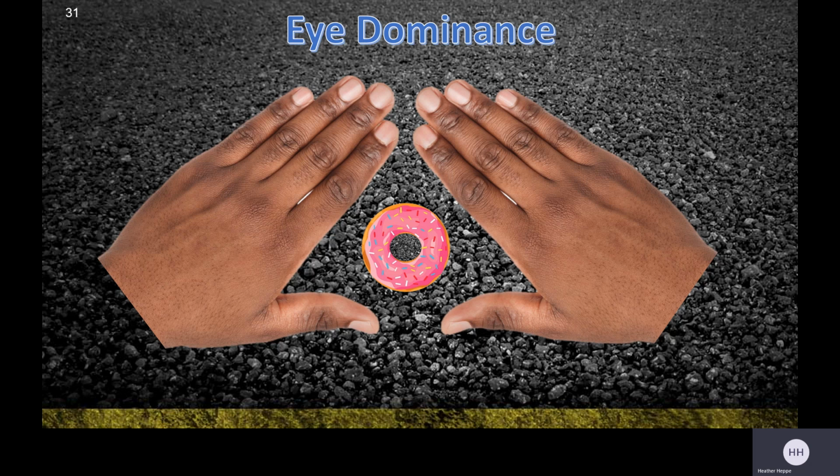So going back to eye dominance, just as you're writing down the answers to the questions at the beginning of the unit, go ahead and tell me, which eye is your dominant eye? And we're going to back up just a little bit. It's going to show us a little information with the eye dominance here.